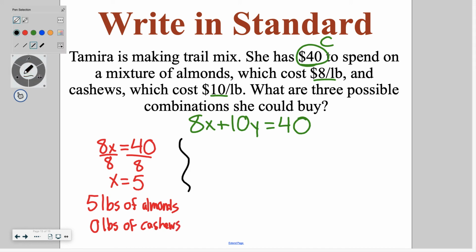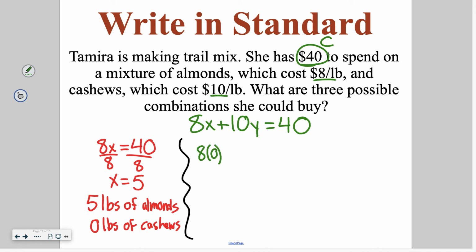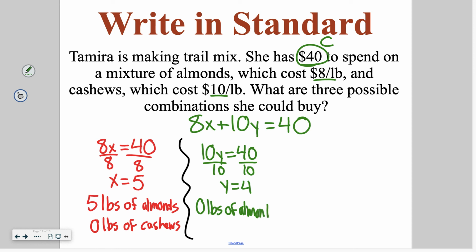After we solve for our x-intercept, we're going to go ahead and solve for the y-intercept. So in this case, we would start with 8 times 0, which again gets eliminated, plus 10y is equal to 40. When I solve this problem, I divide both sides by 10, and I get an answer of y is equal to 4. So in this case, that means 0 pounds of almonds and 4 pounds of cashews.